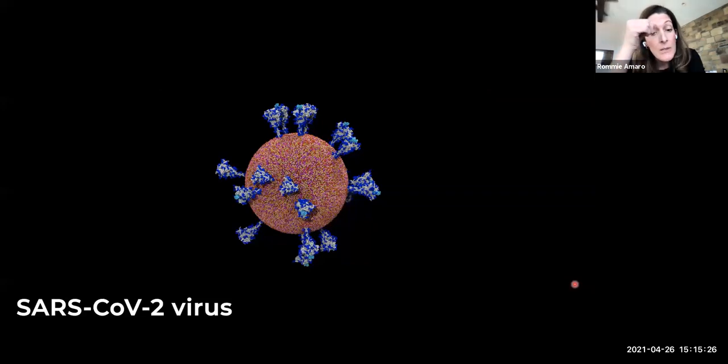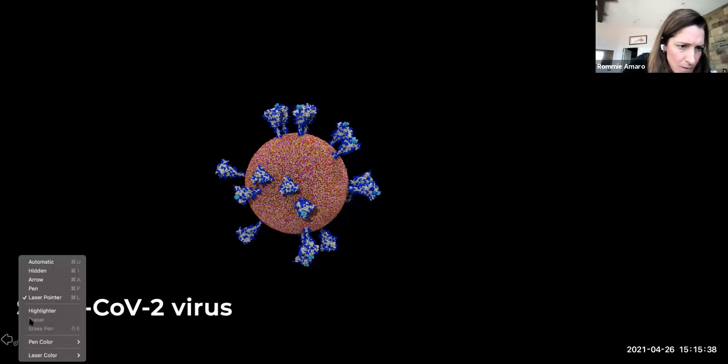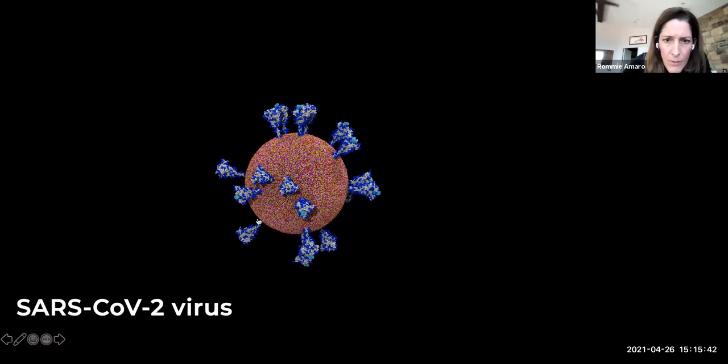Okay, so let's talk a little bit about the science. Everybody here, I'm sure, is well aware of SARS-CoV-2. Here's a picture of the virus. I have to change my cursor back to an arrow, otherwise I can't play the movie.